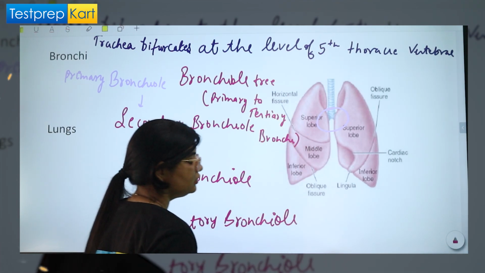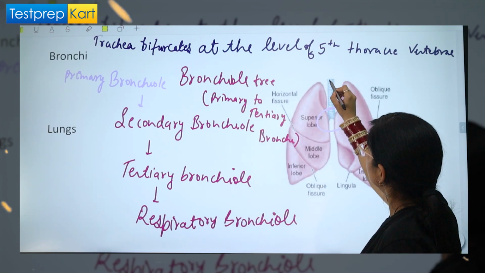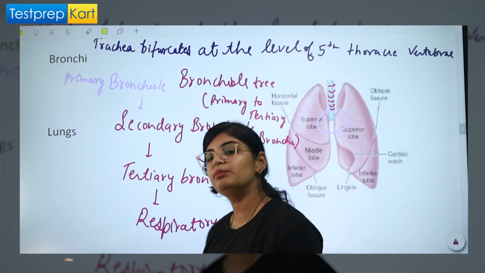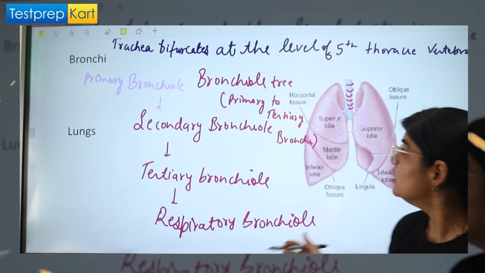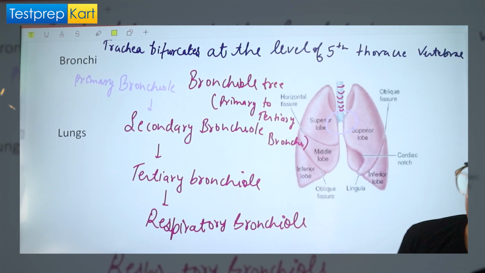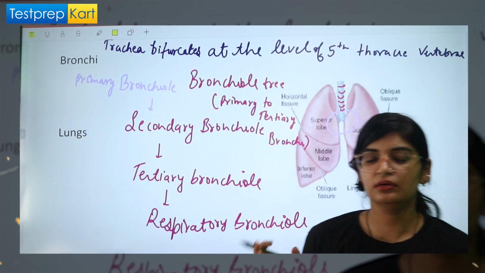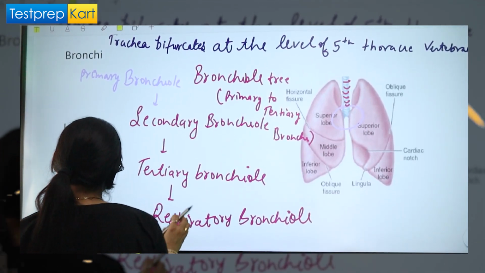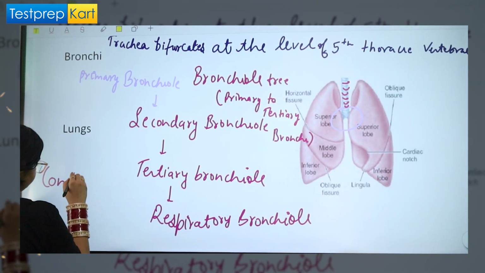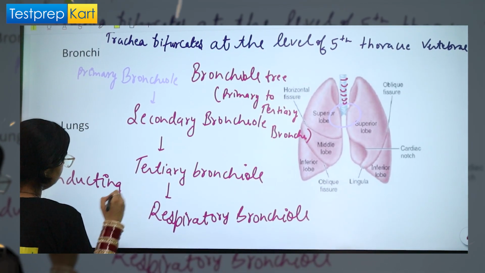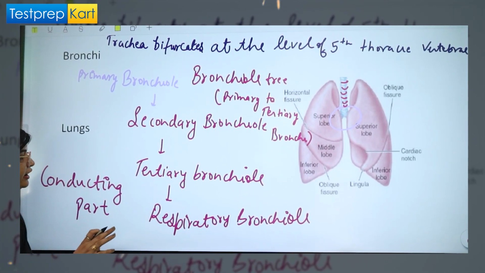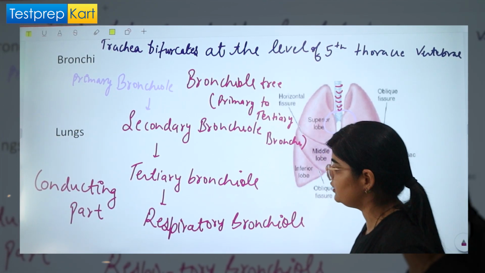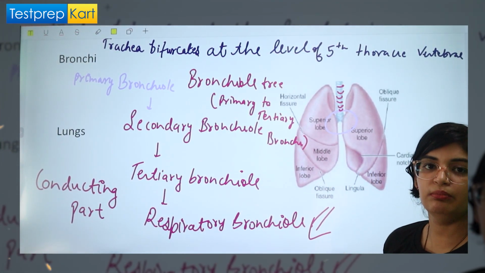Right? As we talked about, the trachea has these incomplete cartilaginous rings. So primary bronchiole, secondary bronchiole and tertiary bronchiole are also enclosed by these C-shaped cartilaginous rings, which prevent collapsing. And this bronchiole tree is generally the conducting part. It will only conduct the gases. No efficient gaseous exchange takes place here. Gaseous exchange, the main function of the respiratory passage, will start after the respiratory bronchiole, right?